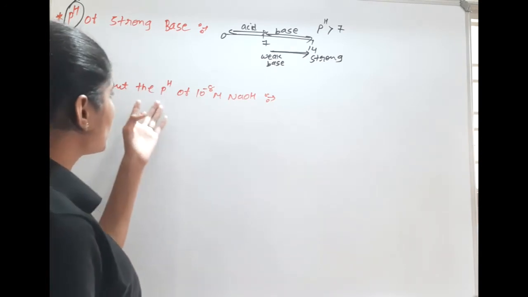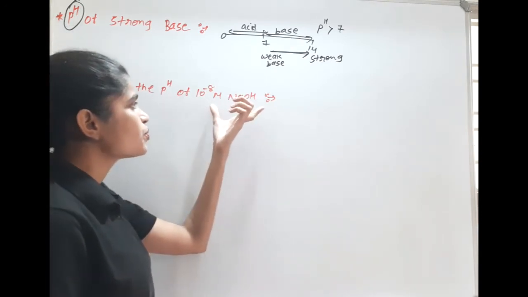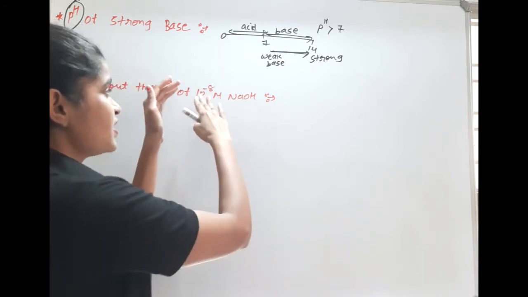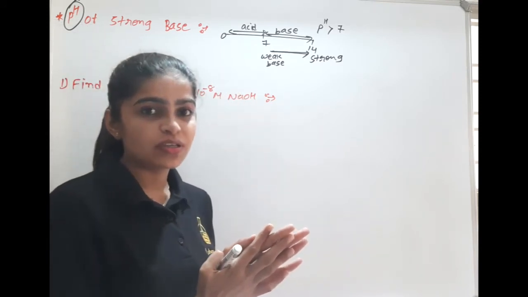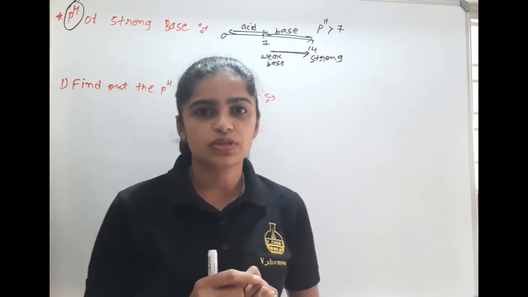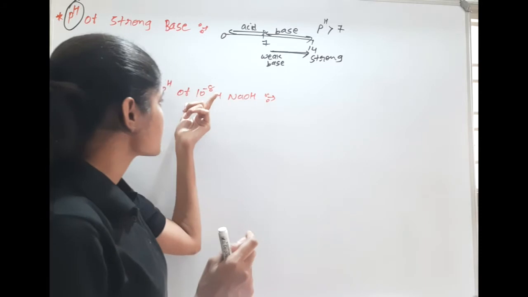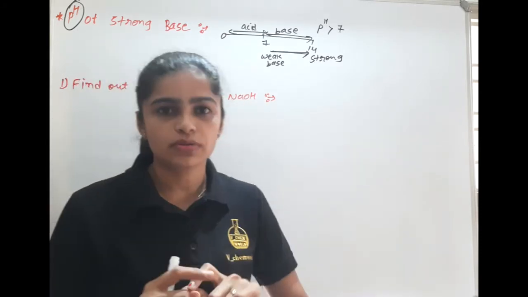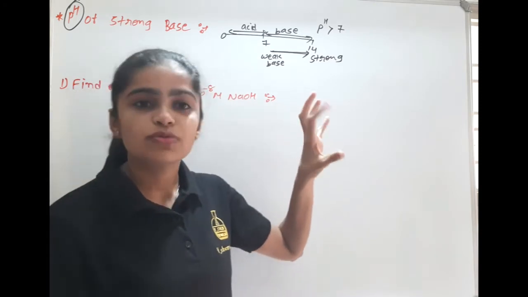Next is to find out the pH of 10 raised to minus 8 molar NaOH. We start with pOH equal to minus log of the OH minus concentration. We put the OH minus concentration as 10 raised to minus 8, because this is a monohydroxide base. Now solve this equation.